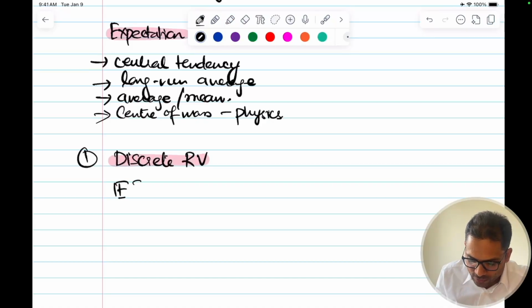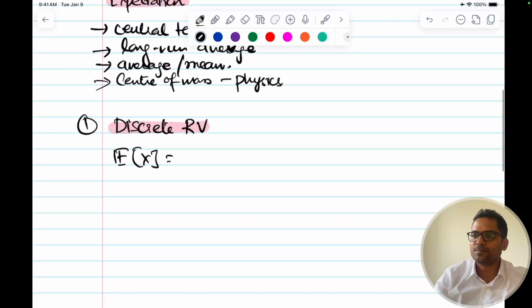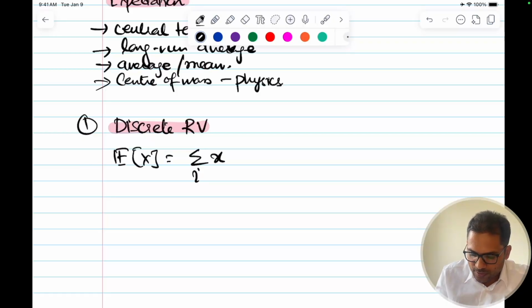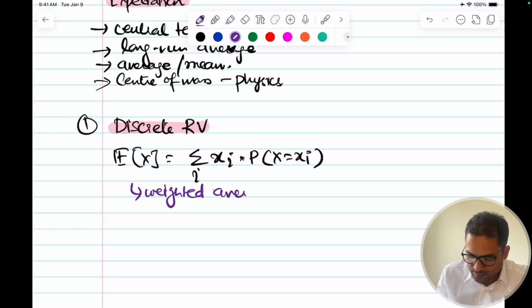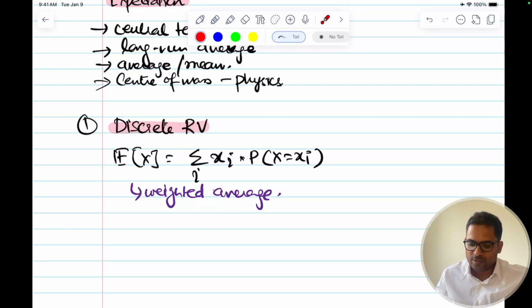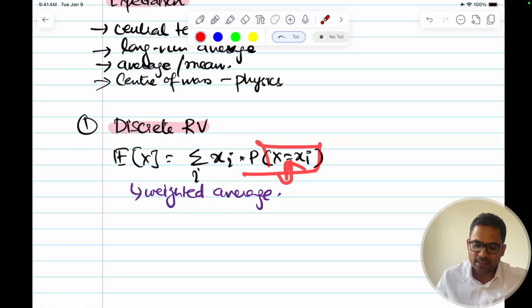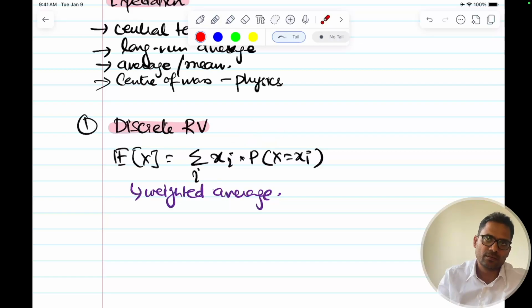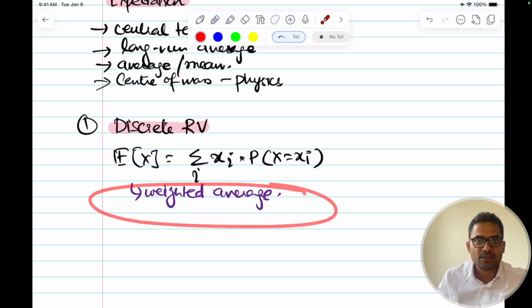Expectation is generally given by E of x, and this is given by the summation over i, of the value x of i, times the probability of that value. So this is a kind of weighted average, because each value can have a different probability. If all the numbers have the same probability, then it will give you the simple average. But if each value has a different probability of occurring, then this will give you a weighted average. So this is the case for discrete.